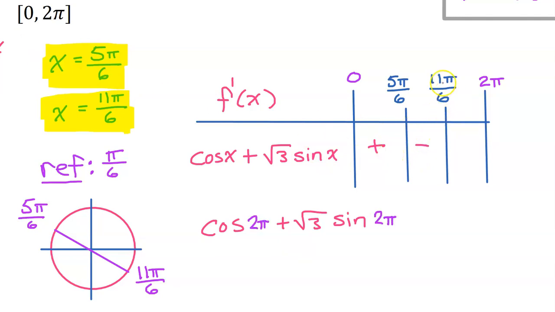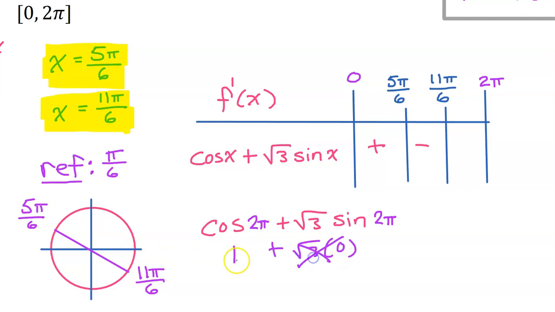For this last interval between 11 pi over 6 and 2 pi, it's okay to go ahead and use 2 pi itself. So cosine of 2 pi is 1, and the sine of 2 pi is 0.